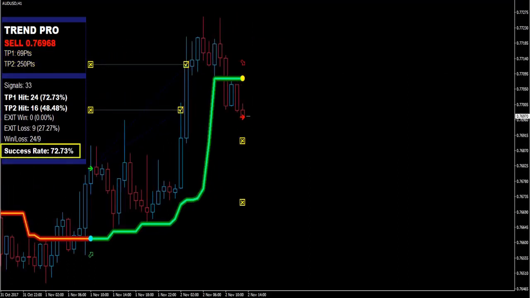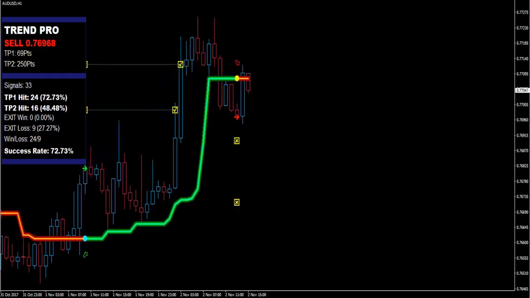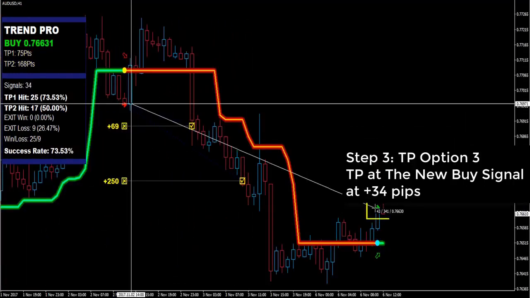Success rate higher than 65%. Step 1, enter a sell signal. Step 2, stop loss is at a new buy signal. Step 3, TP option 3. TP at the new buy signal at plus 34 pips.